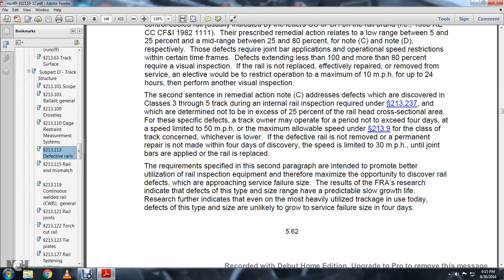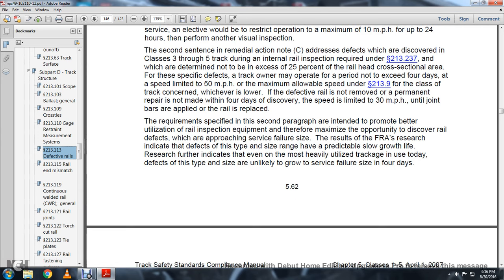The second sentence of the remedial action notice addresses defects discovered in Class 3 through 5 track during the initial rail inspection required under 213.237, determined not to exceed 25% of the railhead cross-sectional area. For those specific defects, the track owner may operate for a period not to exceed 4 days at a speed limit of 50 miles per hour, or the maximum allowable speed under 213.9 for the class of track concerned, whichever is lower. If the defect is not removed or a permanent repair is not made within 4 days, the speed limit is 30 miles an hour until the joint bars are applied and the rail is replaced.